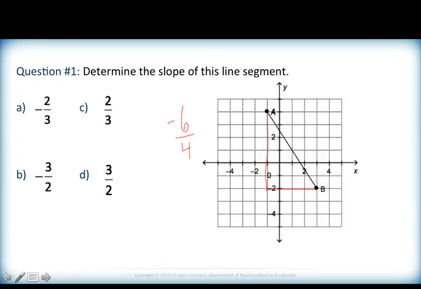Now this here, rise over run, is actually not one of the responses. But you always have to keep in mind that when we find slope, we have to put it in the simplest terms. So we're going to divide the numerator and the denominator by 2 here, which will result in negative 3 halves. And our solution will be B.